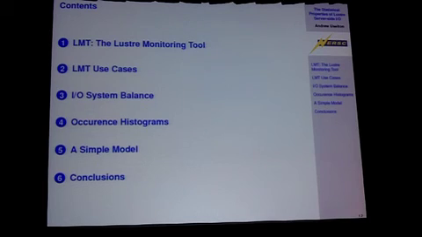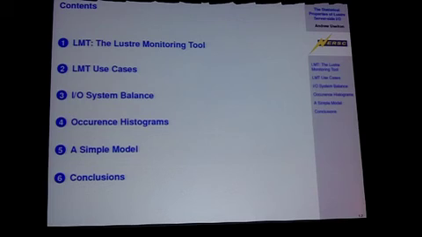I'm going to talk a little bit about the Lustre monitoring tool. You're going to hear more about that from Chris tomorrow, so maybe I'll skip through that pretty quickly. And also Lustre LMT use cases. I want to pause a little bit and talk about I/O system balance, but this is just exactly what Doug was talking about, trying to make sure that you actually have enough I/O to keep your system in good balance.